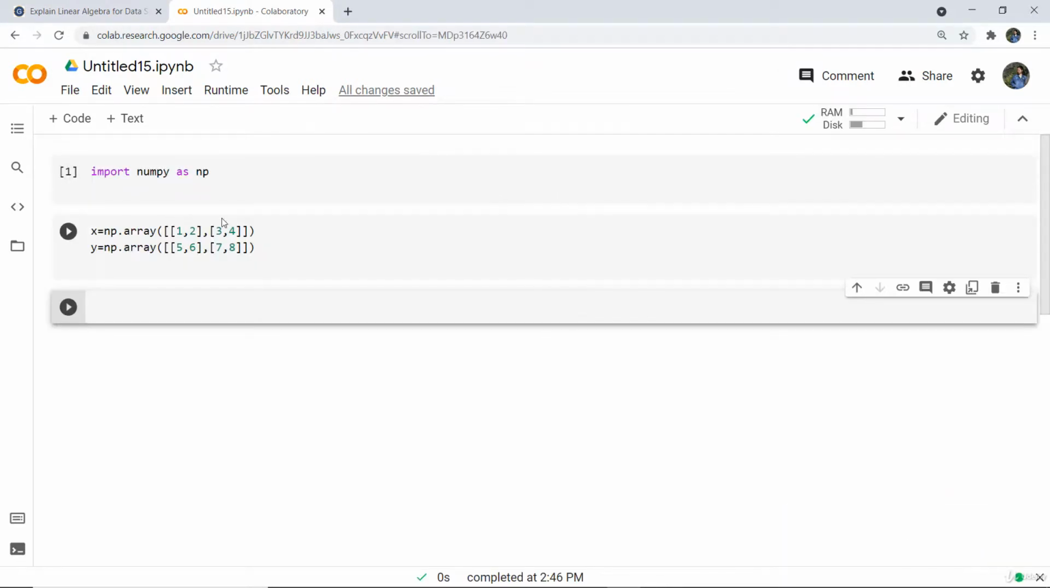So here you can see that I have done the import first, import numpy as np, and then with the help of the function np.array I have created two-dimensional arrays, having the elements 1, 2, 3, 4 in x and 5, 6, 7, 8 in y.